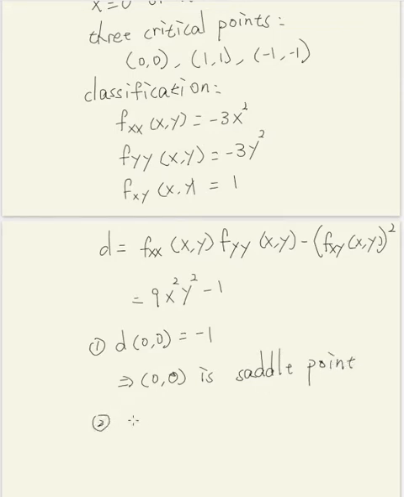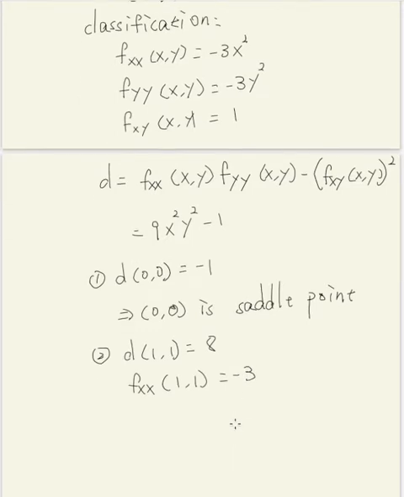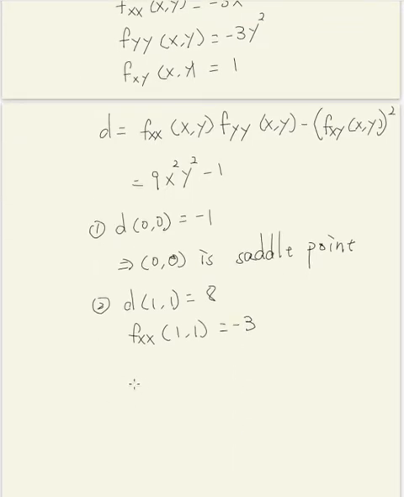All right, the second point, 1, 1, D of 1, 1 is 8. So that means it's a relative extremum. Whether it's a maximum or minimum depends on the sign of fxx. So plug this point into fxx, we get minus 3. So that tells us 1, 1 is a relative maximum.